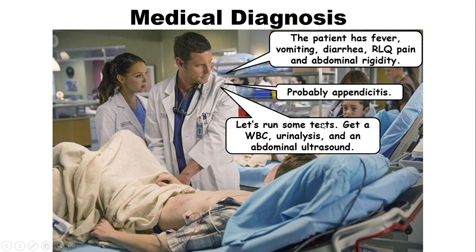So in this case, he suggests let's get a white blood count, a urinalysis, and an abdominal ultrasound. Well, in appendicitis, he knows that a white blood count should be elevated. So that's the prediction. If the patient really does have appendicitis, then the white blood count will be elevated. A urinalysis should generally be negative. There should be no change. That's a predicted observation. And an abdominal ultrasound should show an enlarged appendix. And so each of those tests is run to see whether the predicted consequent of the antecedent appendicitis is actually found.